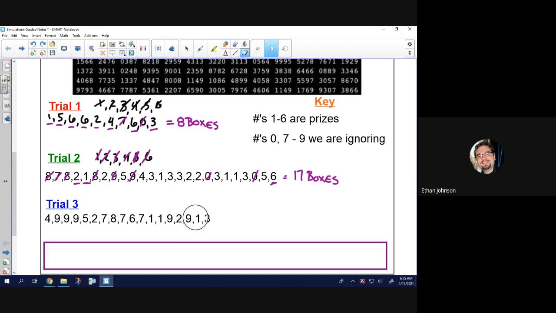So, from running it, here's my chunk. From this chunk, I'm ignoring the 9s, 7, 8, 7. I'm ignoring those numbers based off of my key. Going through, there's my 4, 5, 2, 7, 1, 3. So this ended up being 9 boxes.